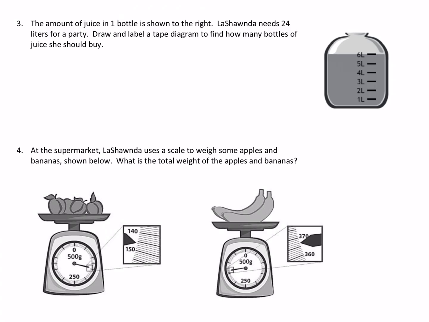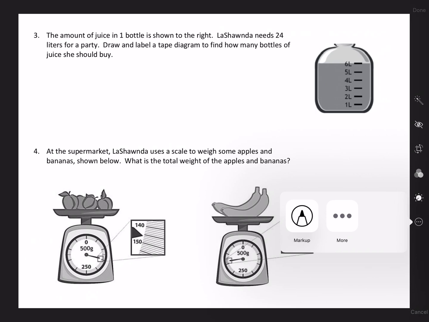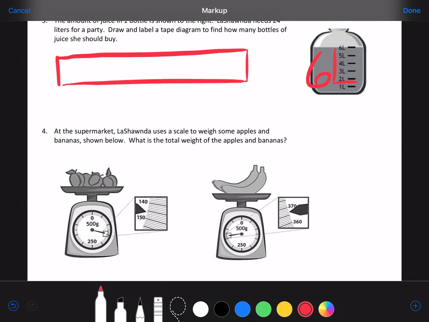So first we have to look at the bottle here to see how many liters are in one bottle, right? So in this bottle, we have 6 liters. So if I draw my tape diagram, then I can put a 6 for that first bottle. But she needs to have, I can't read the problem. LaShonda needs 24 liters, so she only has 6. So let's make 6 more, right? So now she has 12. And then you can count by 6s.